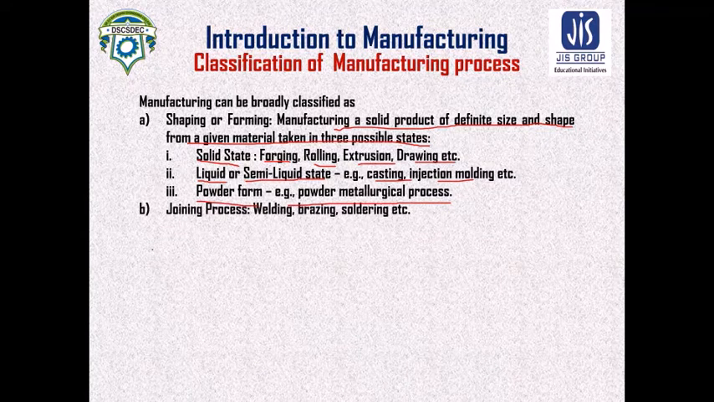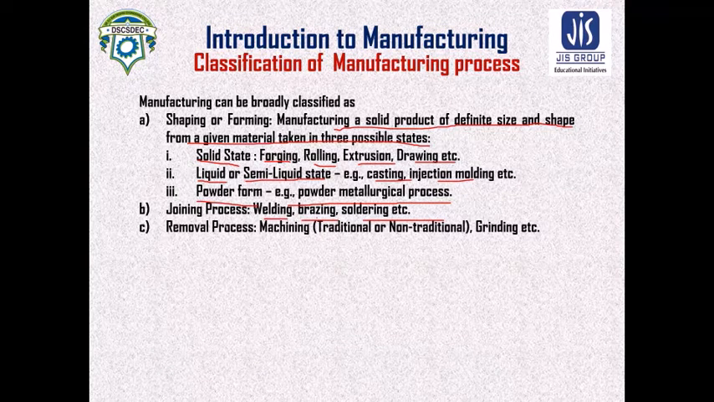Now next is the joining process. Examples of joining processes are welding, brazing and soldering. We will discuss all these processes in detail later on. Right now, I am giving only the classification of the manufacturing process. Next, removal processes. In material removal processes, there is machining. Machining can be traditional or non-traditional, that means conventional or non-conventional type of machining, and there is grinding and many more.